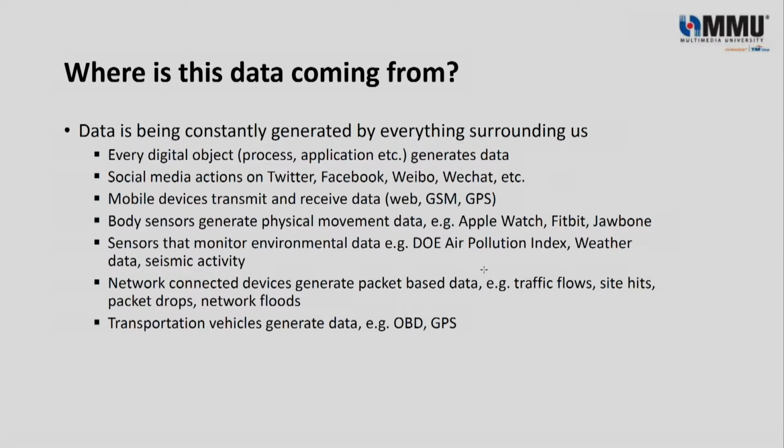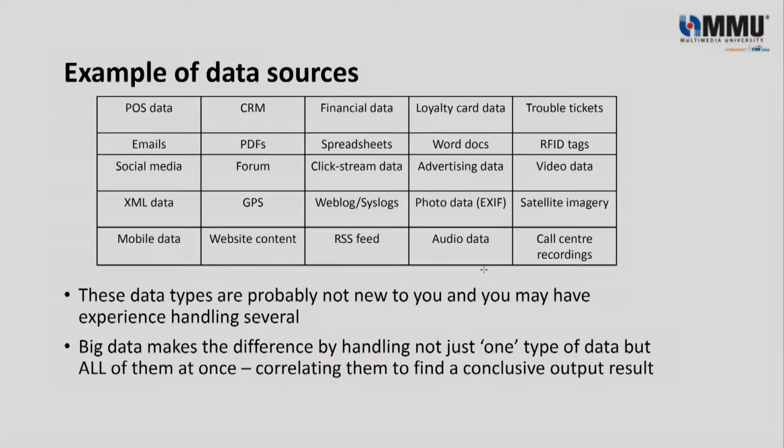We have mobile devices such as GPS. They also generate data. Body sensors like your fitness trackers also generate data. Nowadays we have IoT sensors that are used to maybe monitor environmental data. They also generate a lot of data. So we get lots of data from many different sources. These are some examples of the data sources that we have. I'm sure that you are familiar with some of them, and you have experience handling this data already.